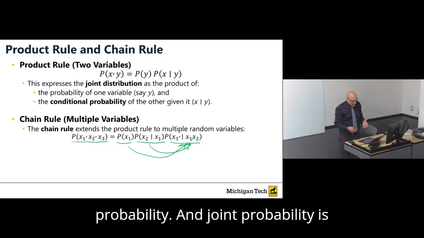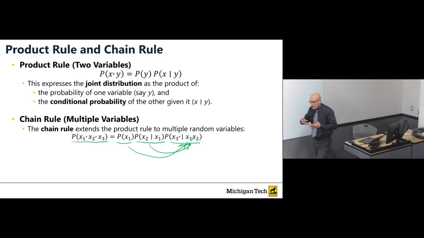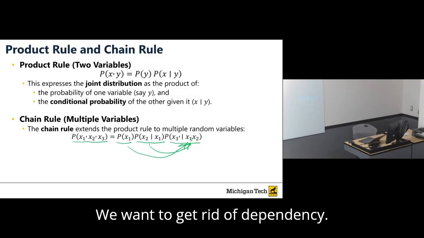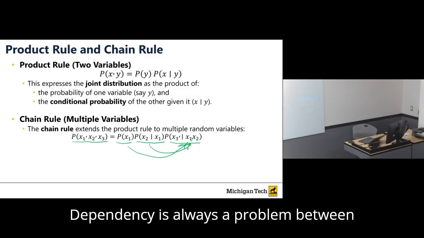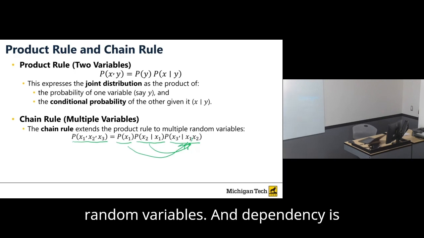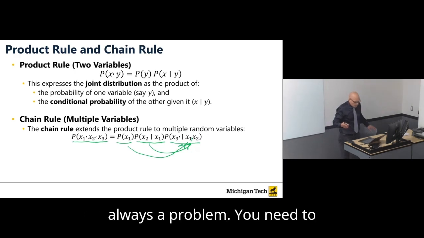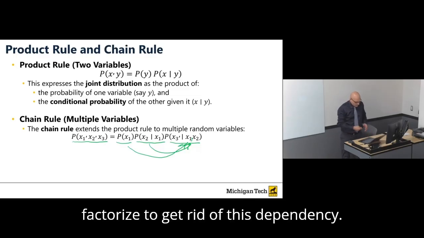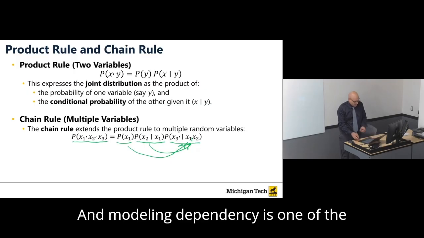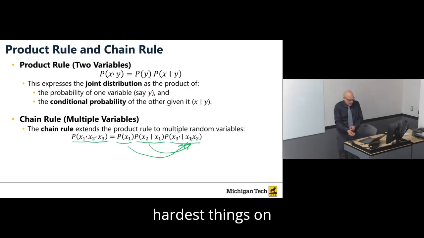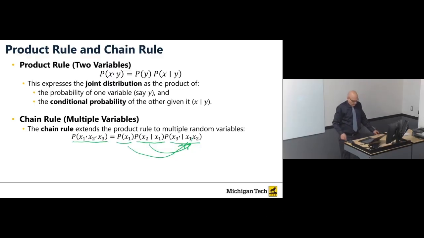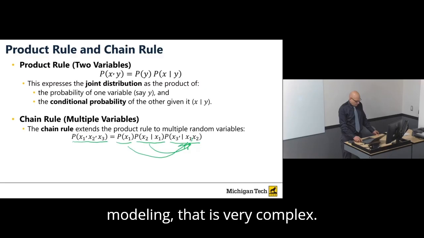The chain rule shows you how you can factorize a joint probability. And joint probability is complex because it has dependency. We want to get rid of dependency. Dependency is always a problem between random variables, so you need to factorize to get rid of this dependency. Modeling dependency is one of the hardest things everywhere, and modeling that is very complex.